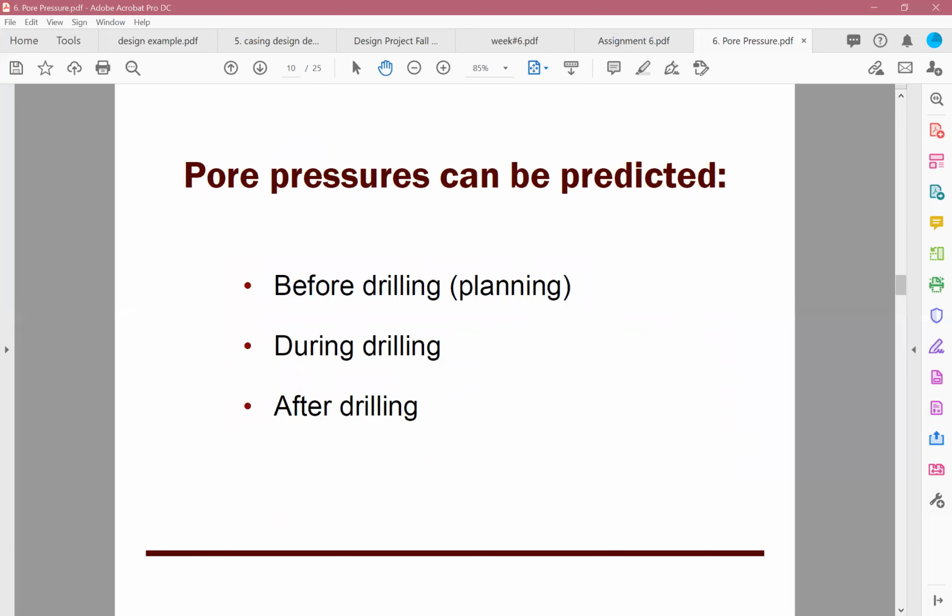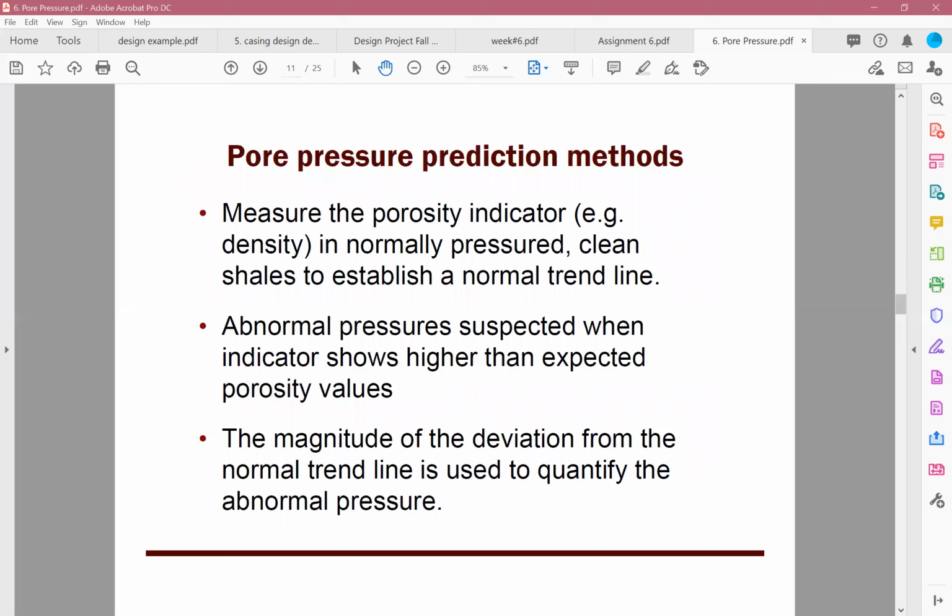Now, these are kind of overall reasons. It's also in the book. You can check that out. But what we want to do here is basically talk about the types of measurements that we can do in terms of the formation pore pressure. Now, some of the measurements are before drilling, some of them are during drilling, some of them after drilling. Okay, and we'll talk about each of them separately.